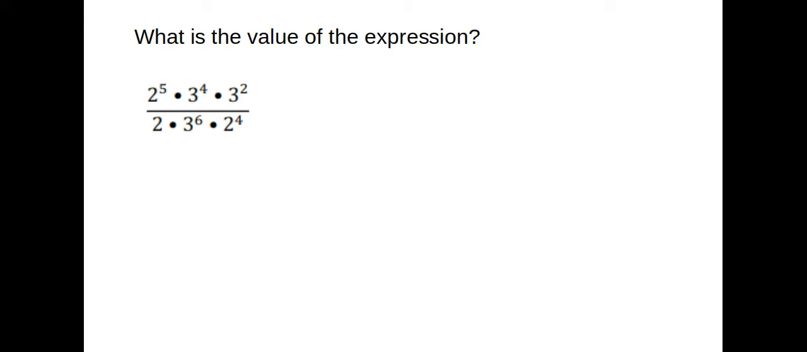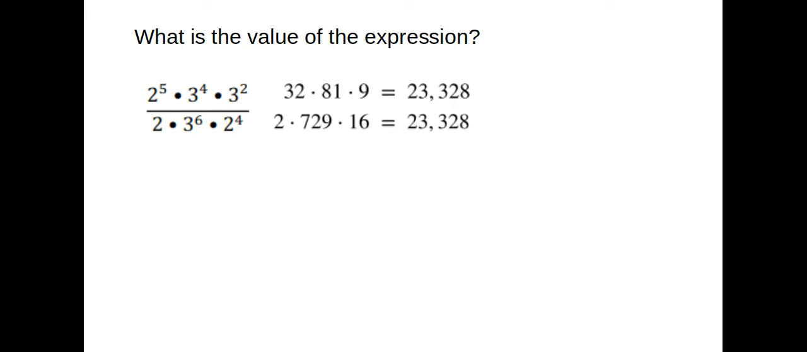In the warm-up, one way you could have solved the problem was by simply calculating the numerator and denominator and dividing them. In the numerator, 2 to the 5th power is equal to 32, 3 to the 4th power is 81, and 3 to the 2nd power is 9. So 32 times 81 times 9 is 23,328.